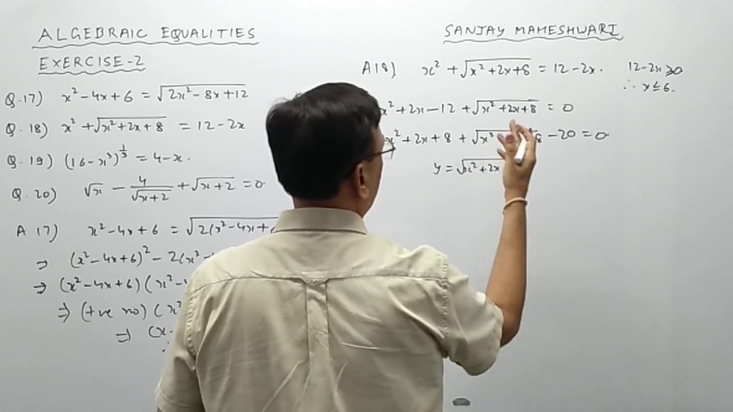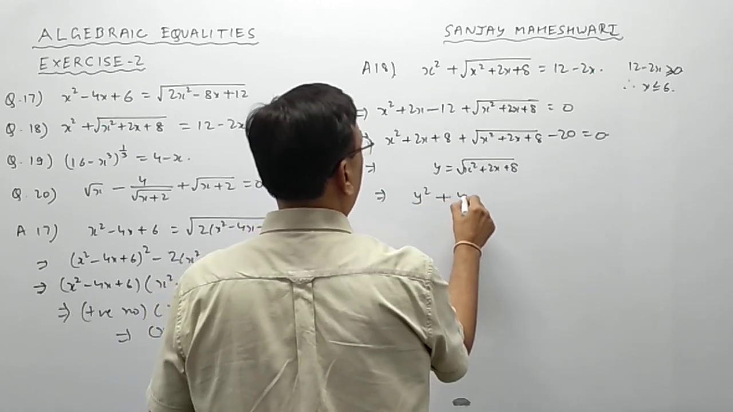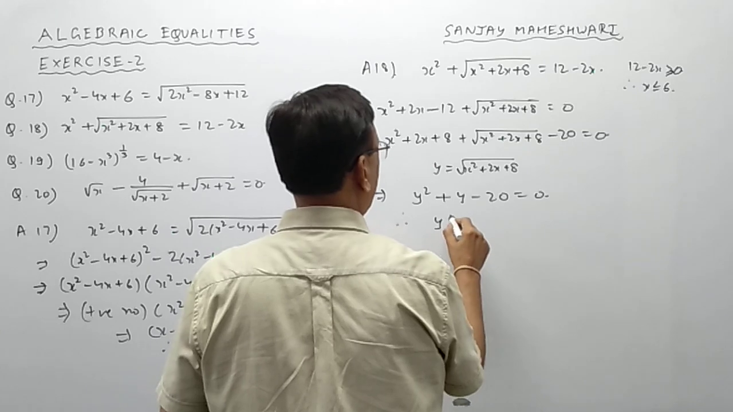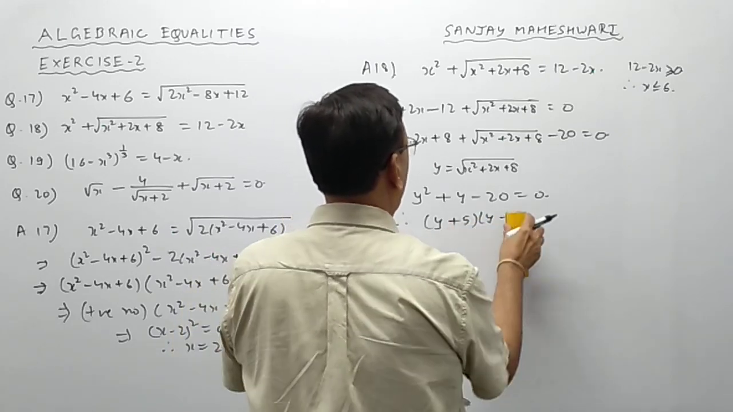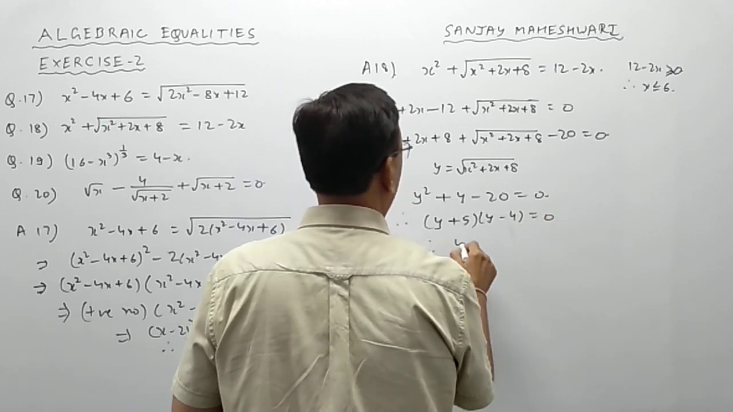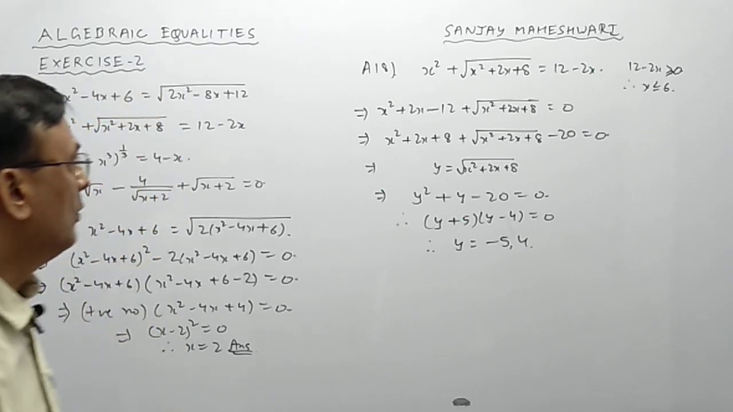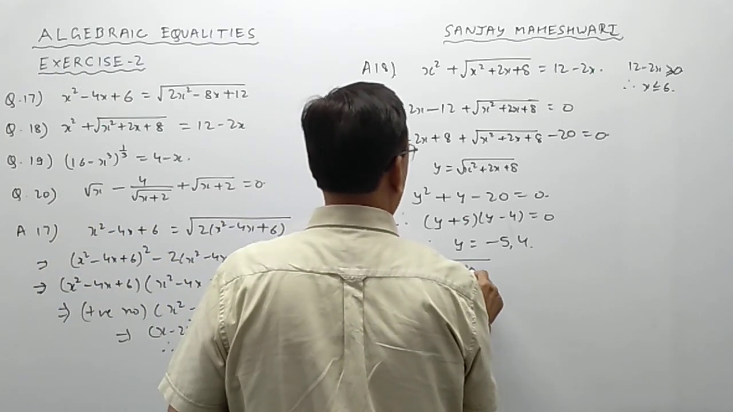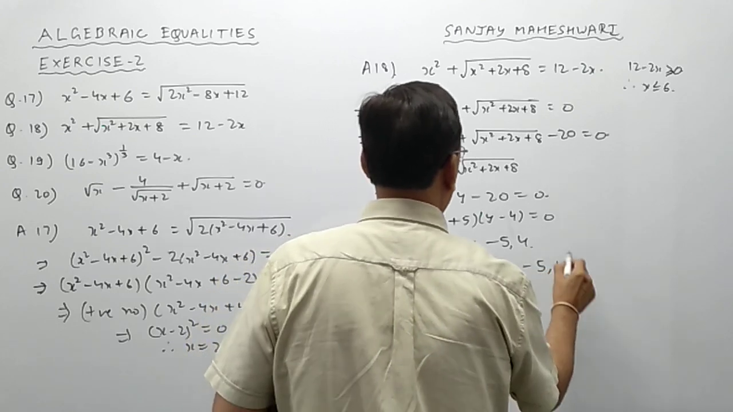This is always positive, so need not worry. This gives us y square plus y minus 20 is equal to 0. Therefore, y plus 5, y minus 4 is equal to 0. Therefore, y is equal to minus 5 and 4. So what is the value of y? Root over x square plus 2x plus 8 is equal to minus 5 and 4.